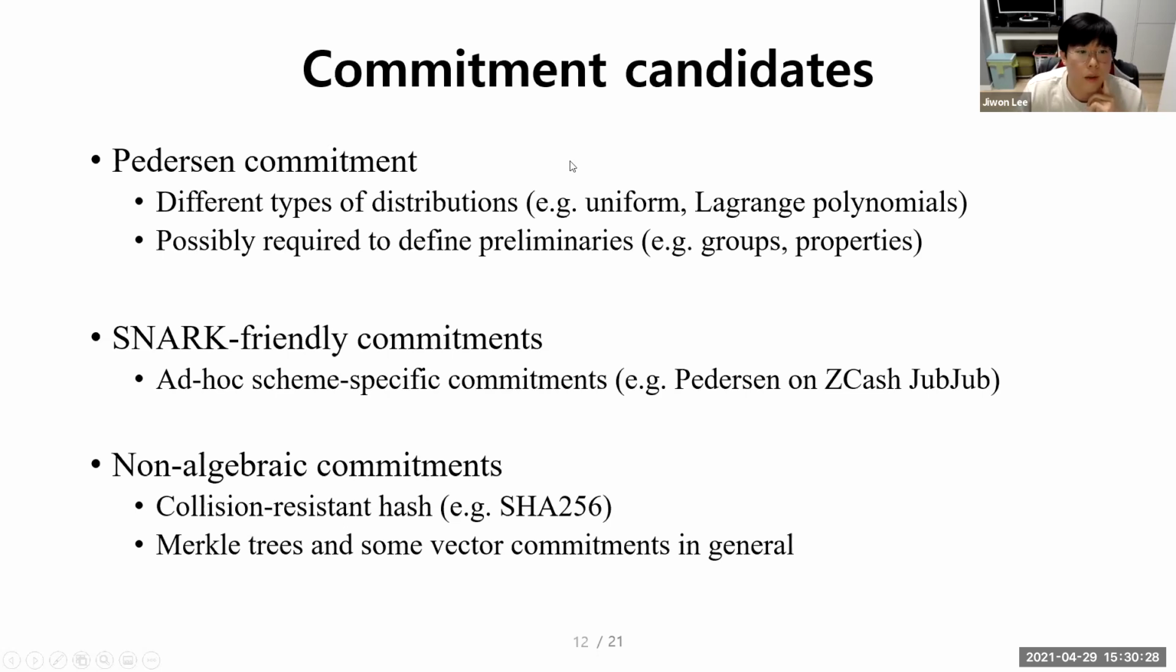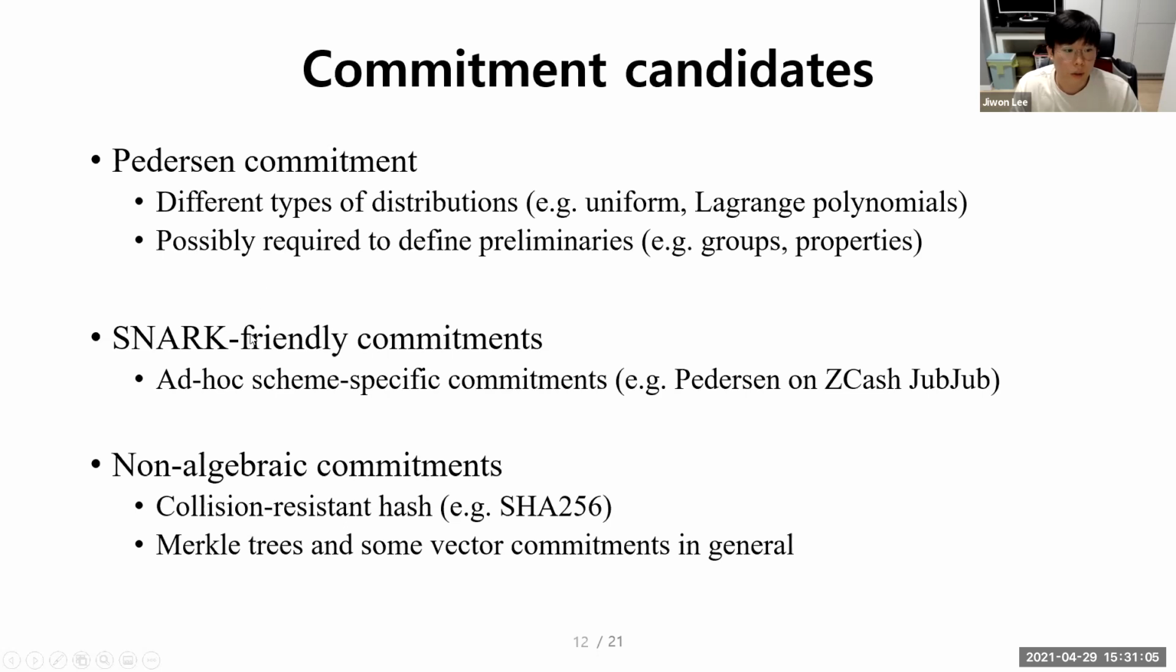We may also have to define some preliminaries on, for example, what group we are going to work on or what security properties we want to define for the Pedersen. And the second candidate were SNARK-friendly commitments, meaning that there are a lot of ad hoc or scheme-specific commitments in the various specific proof systems. For example, there is a Pedersen on the Zcash Jubjub curve, which is well known to be working great for elliptic curve cryptography. And also, I'm not 100% sure, but maybe SNARK-friendly hashes such as Poseidon or MiMC could be included in this category.